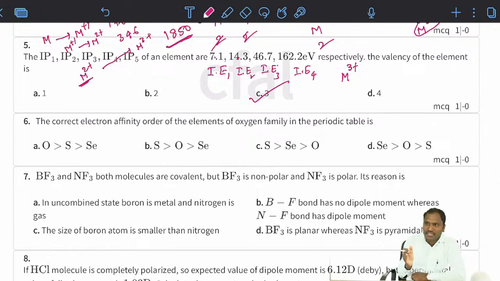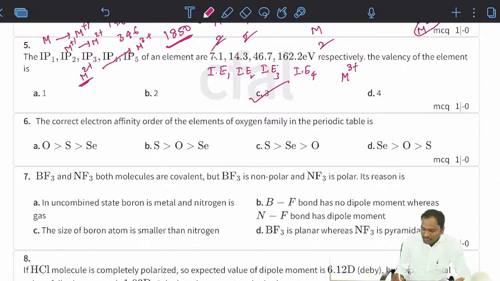Electronegativity is different. Electron affinity won't always be proportional to electronegativity, because electronegativity is the tendency. Electron affinity is energy. The tendency of accepting a pair of electrons is called electronegativity. Energy released when an electron is added to the outermost shell in gaseous state is called electron affinity.